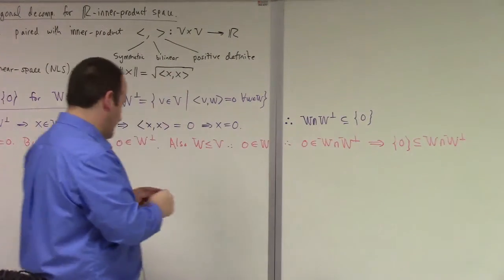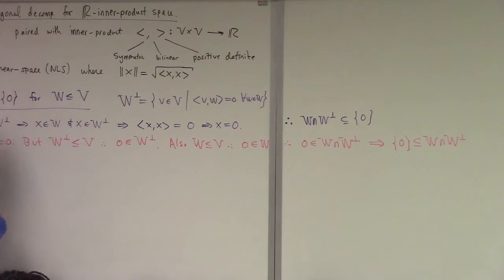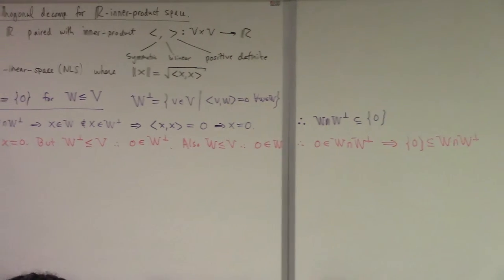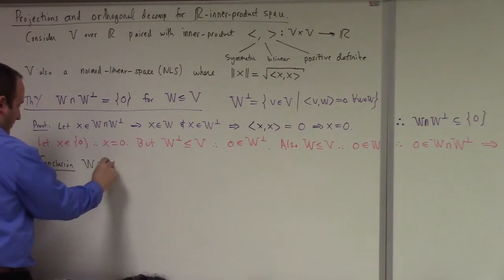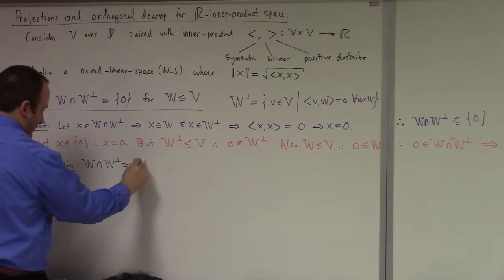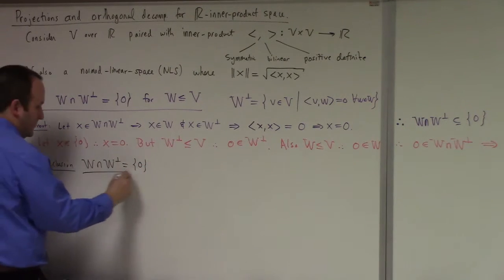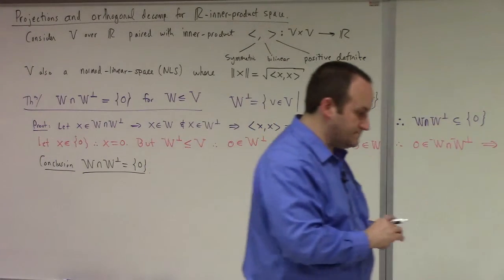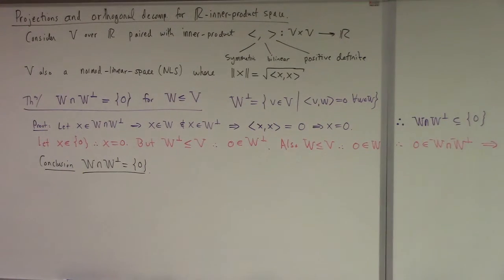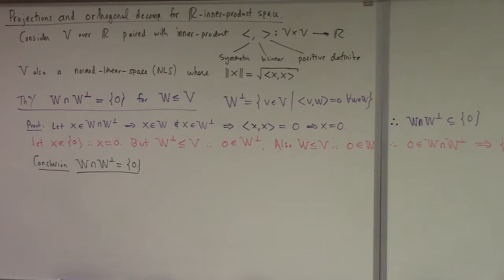Put this all together, what do you got? Conclusion. W intersect W perp is just the set containing 0. Is that, well, I hope it's reasonable. I'm pretty sure it's reasonable. I don't know if you followed it or not, but I think you can follow it if you think about it for a little bit.